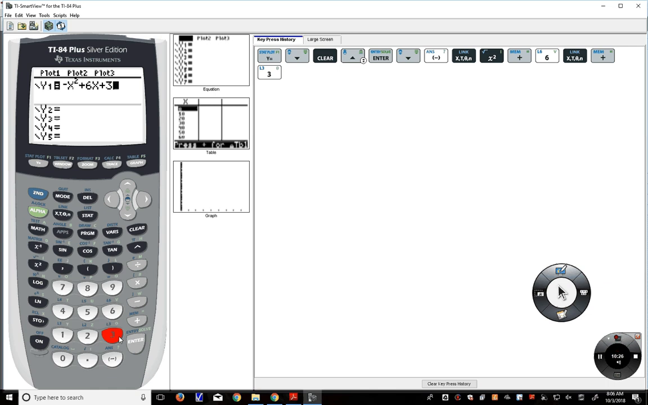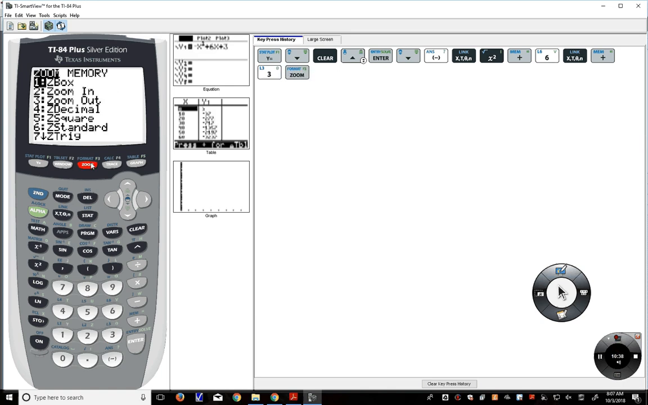Now, before I go graph, I don't know what my window looked like, and I don't know a good window, actually, because I haven't thought much about this equation. So I actually just want to zoom back to the, like, 10 by 10, in every direction. So before we hit graph, let's hit the zoom button, right here, top center. And let's choose choice 6, zoom standard. That's just going to do positive 10, negative 10 in each direction on each axis. Let's see if we can see our parabola. Okay, there's our parabola.